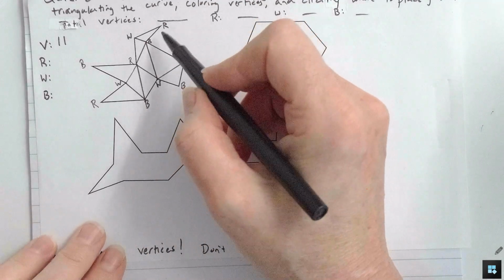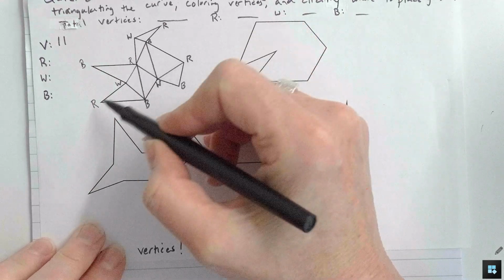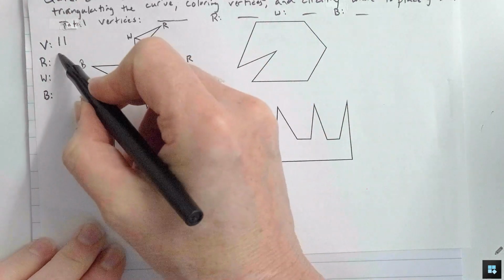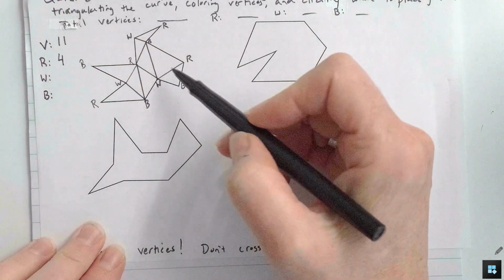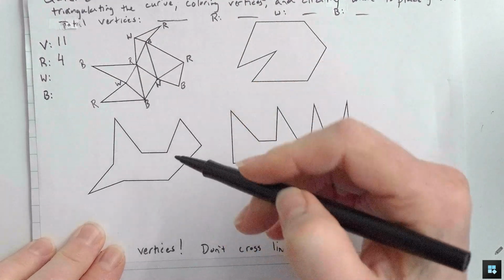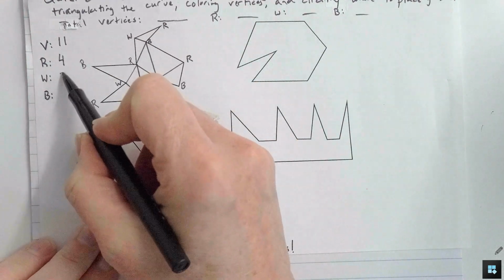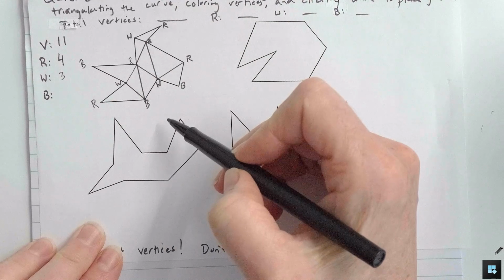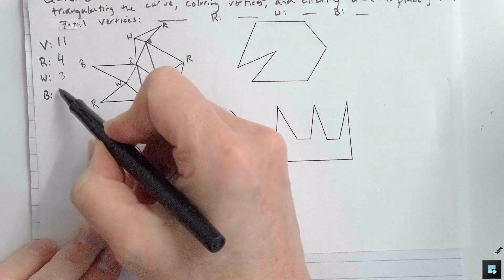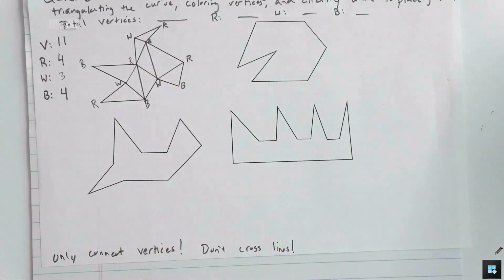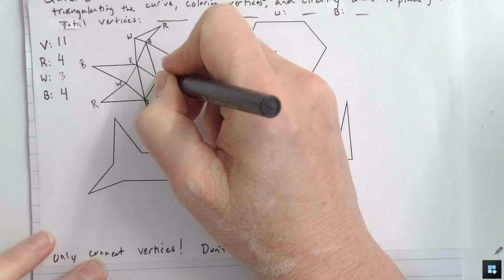How many red? 1, 2, 3, 4 reds. Whites. 1, 2, 3 whites. Blues. 1, 2, 3, 4 blues. So there's 11 vertices altogether. 4 are red, 4 are blue, 3 are white. So that's where I put the cameras, at the white ones. So then we circle the W's.